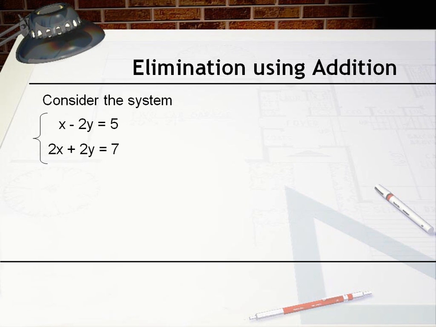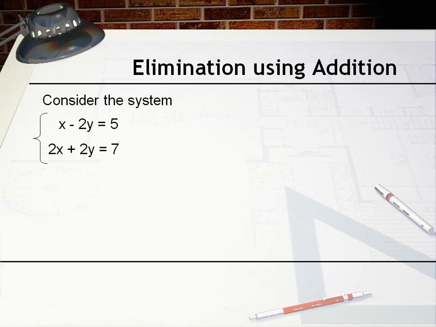Let's talk about elimination using addition. If you were looking at this system right here, you have x minus 2y equals 5, and you have 2x plus 2y equals 7. We want to eliminate one of these variables because right now you can't solve for a variable because you have two variables in each equation.